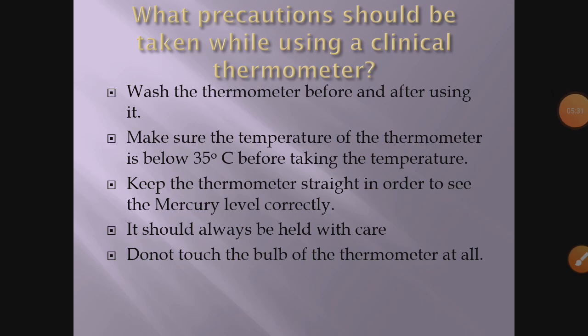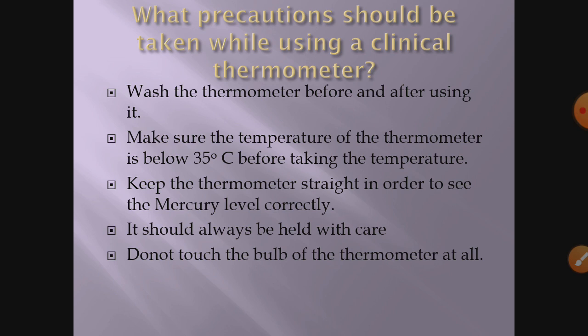So in short, these are some of the precautions which should be taken while using a clinical thermometer. Wash the thermometer before and after using it with antiseptic. Then make sure the mercury level of the thermometer is below 35 before taking the temperature. Then keep the thermometer straight in order to see the mercury level. Then it should always be held with care.